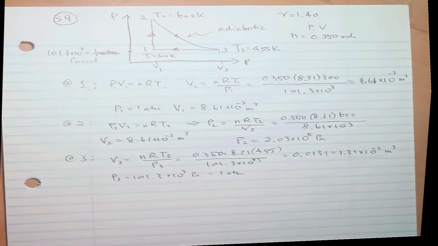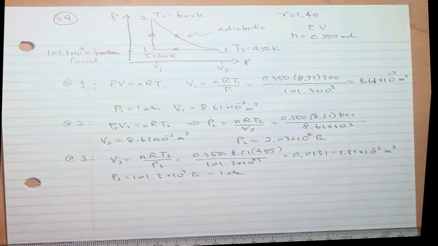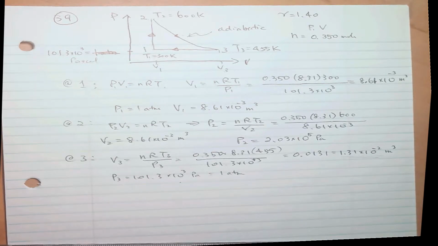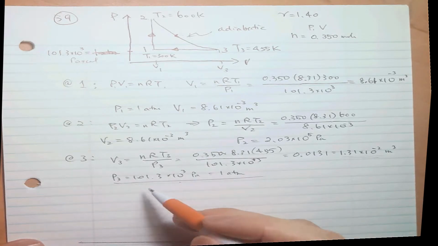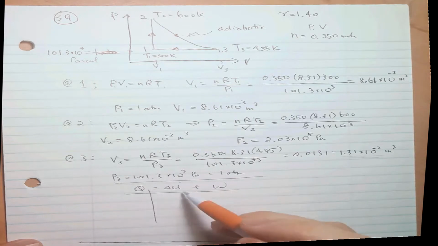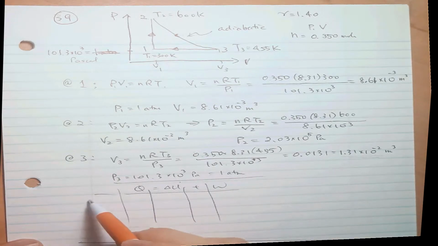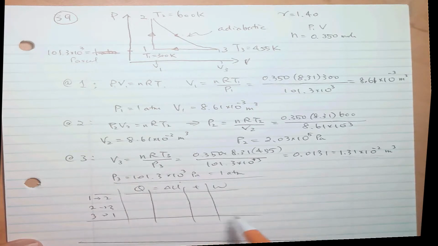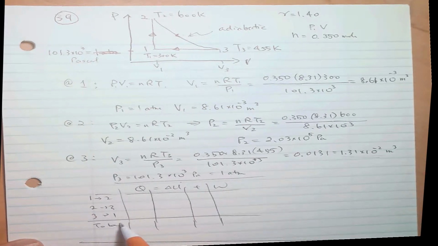Okay, so we answered part A already. Part A is find the pressure and volume at 1, 2, and 3. And part B says calculate the heat, work, and delta U of each one of the 3 processes. For that, the best thing to do is to write yourself a little table here. The table will look somewhat like Q equals delta U plus W, with the processes 1 to 2, 2 to 3, 3 to 1, and then the sum, the total, or net, if you like.